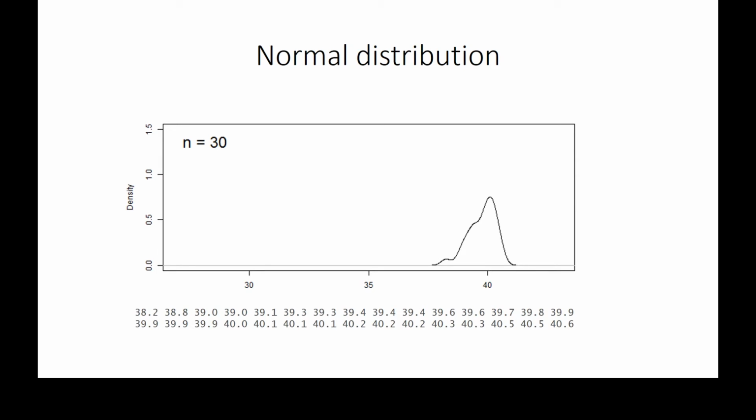Now, next, we consider all children born in a month. So we have 30 children in each of the 30 beds. The density plot looks more like a bell curve, but we're not quite there yet. And remember, each number is a mean of 30 pregnancy durations.